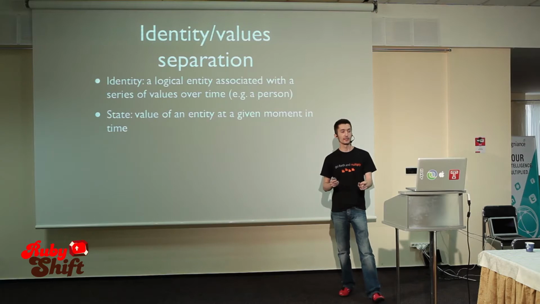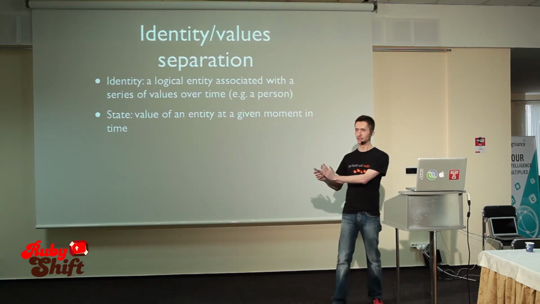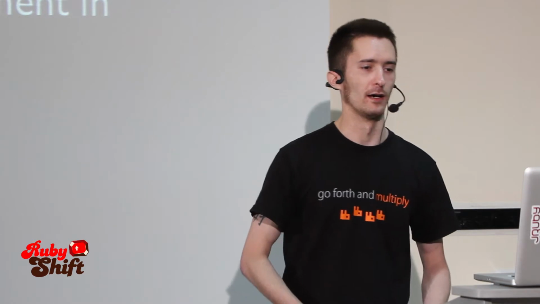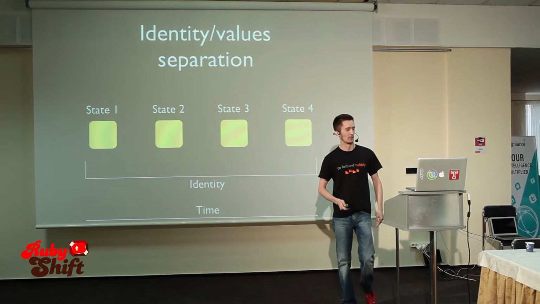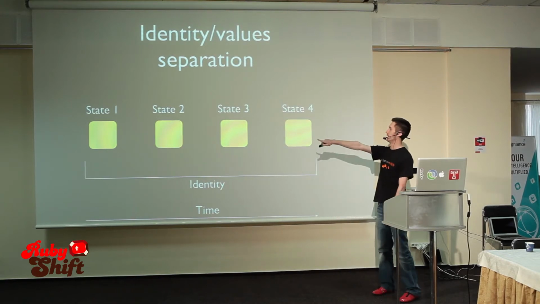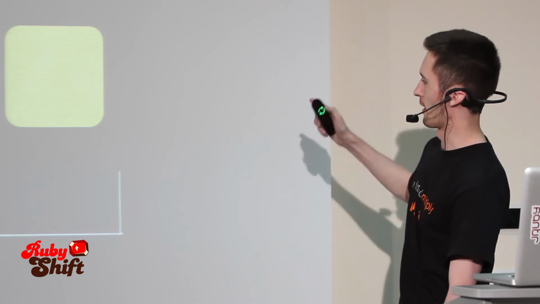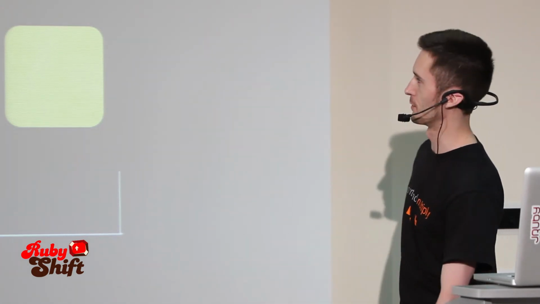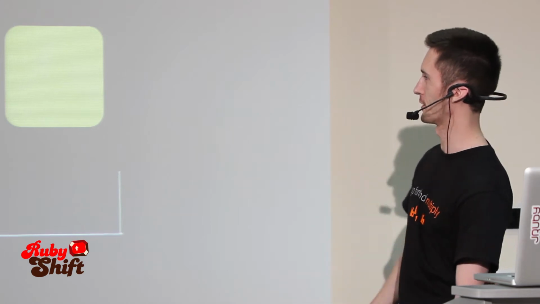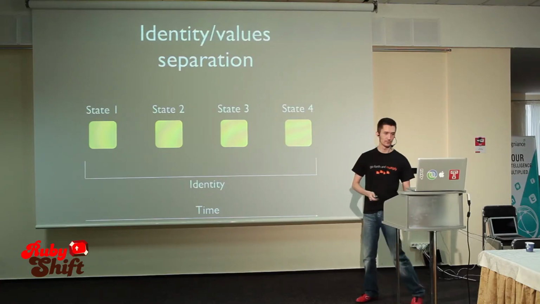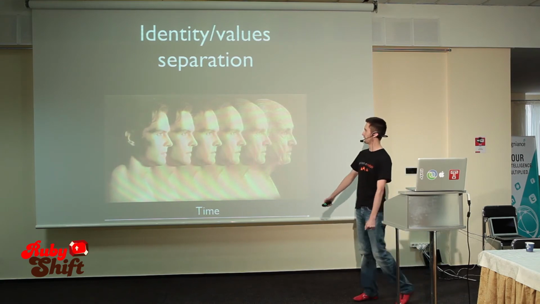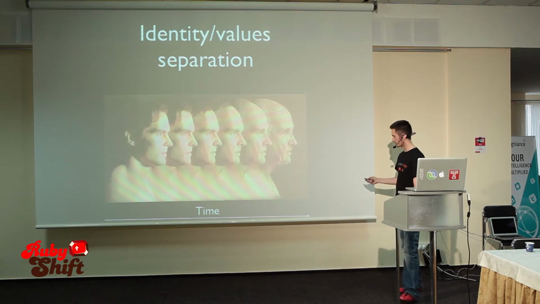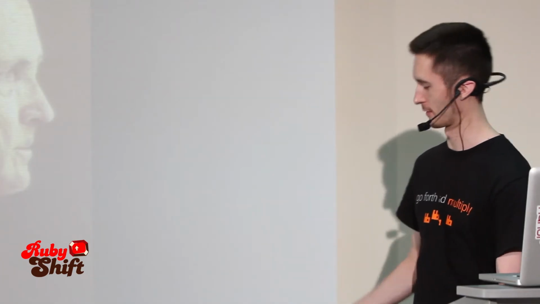And state is a value of an entity at a given moment in time. So it's like a snapshot, if that makes more sense. So it's like a person at a given moment in time. This is what it looks like. We have states of the same identity, and we see time flow. Maybe a better way to present it is, again, the person changes over time. Still the same person, but it doesn't exactly look the same.